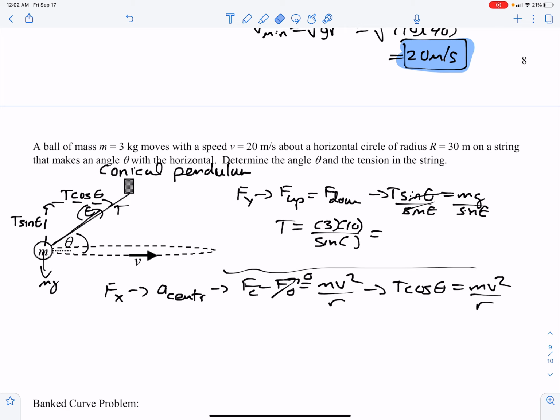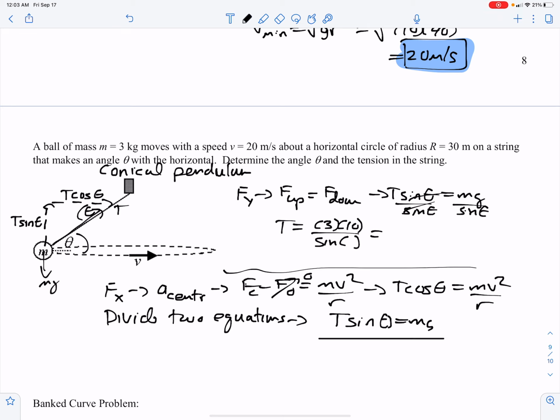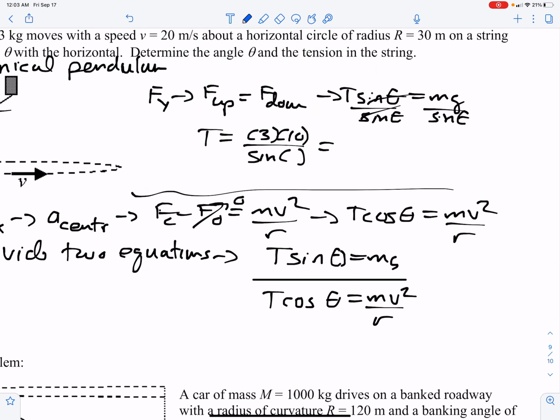And instead of substituting one equation into the other, another strategy you can do is to divide the equations one by the other. Here's how that would work. I can take the first equation, which is t sine theta equals mg, and divide that whole equation by the second equation, which was t cosine theta equals mv squared over r. Why is this helpful? Because by dividing, you can essentially cancel variables. Sine over cosine is tangent. So tangent of theta equals g over v squared over r, which is g times r over v squared.